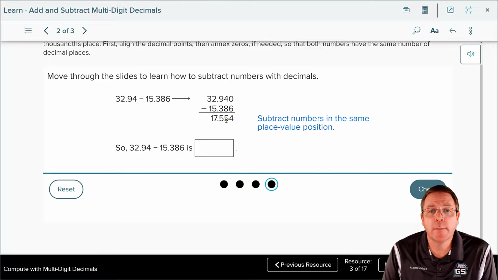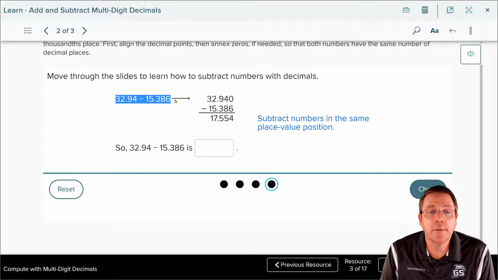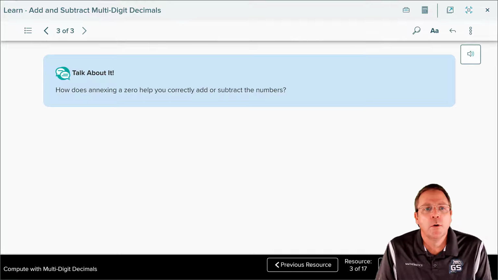That's the kind of stuff I'm going to look for on your homework tonight. If you go straight from this problem here to an answer, I'm not going to give you credit for it because you're not showing me all the steps I need to see.